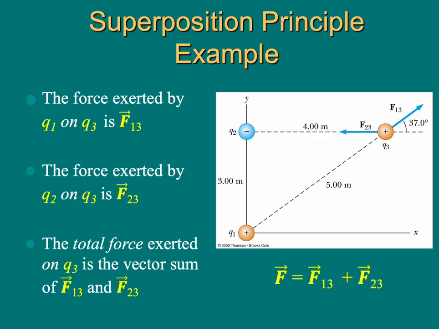So this is my F13, which is the force from Q1 on Q3, and F23, the force from Q2 on Q3. Those are the two forces acting on Q3. What I need to do is add F23 and F13 as vectors. That would give me the net force acting on Q3.